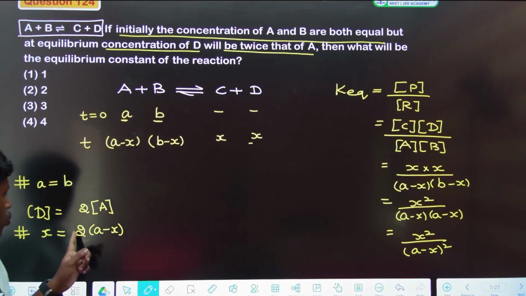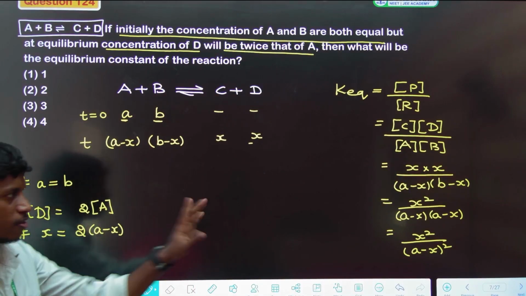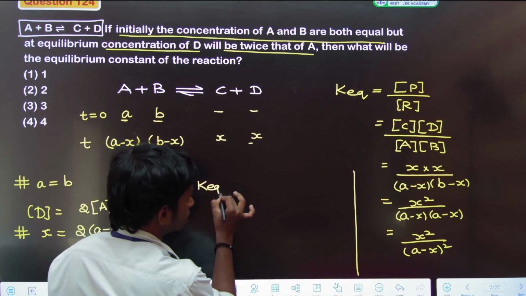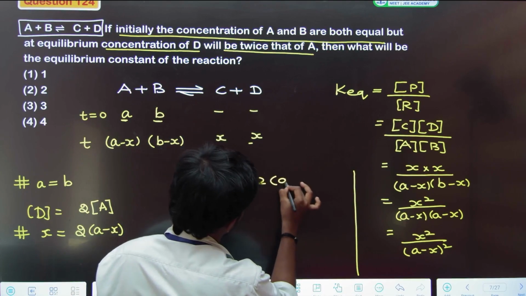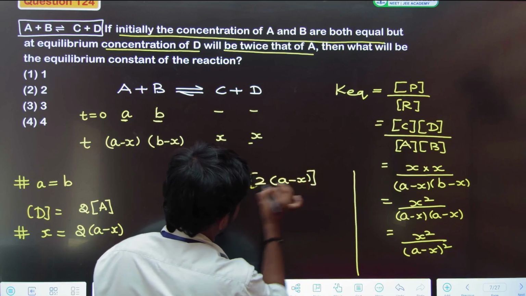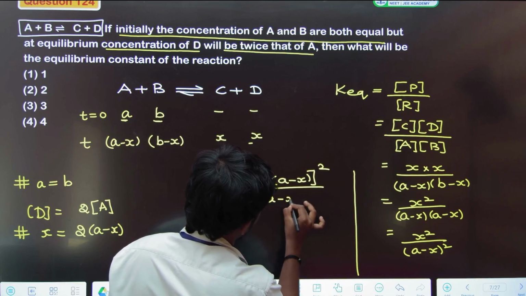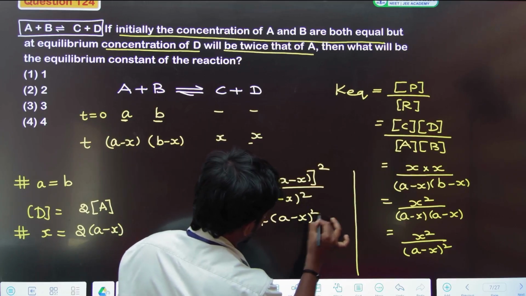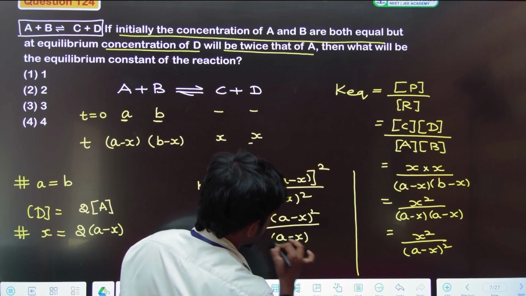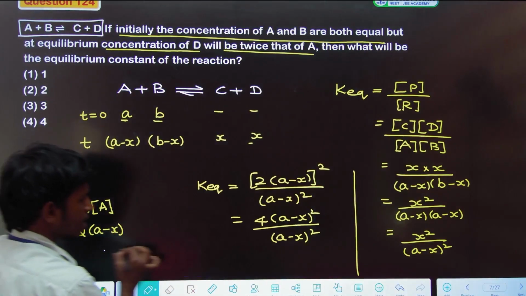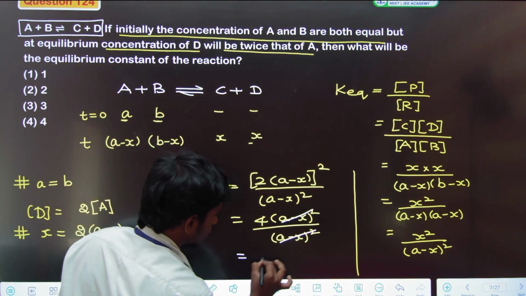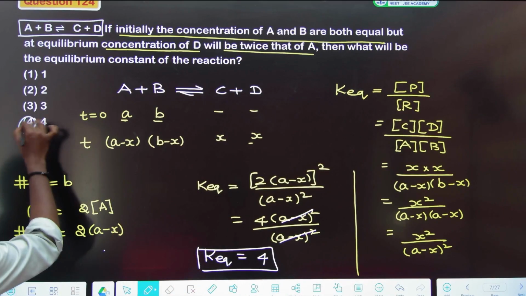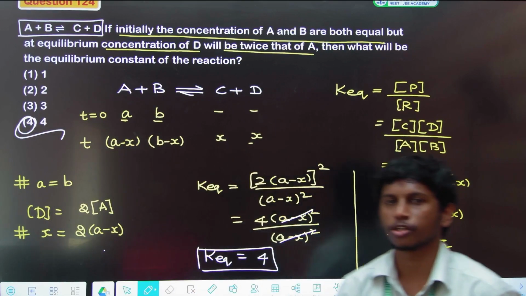இப்போ x-ஓட value எவ்வளவு கொடுத்திருக்காங்க? 2 into a minus x கொடுத்திருக்காங்க. We will substitute that. K equilibrium is equal to 2 into a minus x the whole square divided by a minus x the whole square. We can get 4 into a minus x the whole square divided by a minus x the whole square. a minus x and a minus x cancel. So we will get 4. The K equilibrium will be equal to 4. Option 4 will be the correct answer.